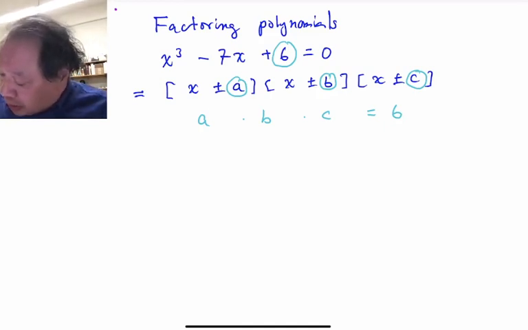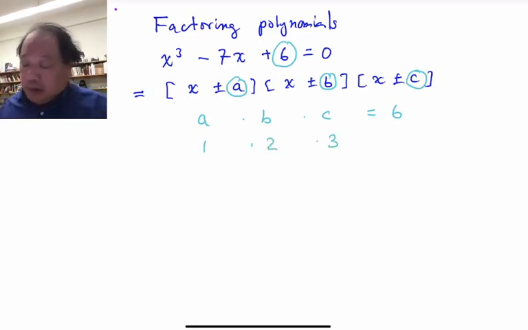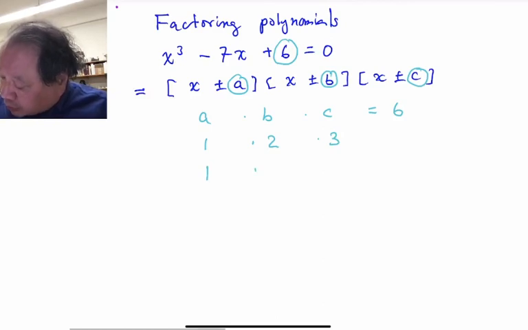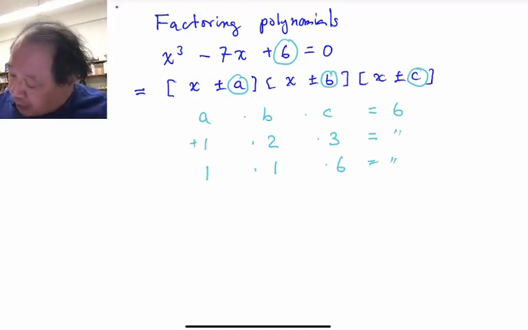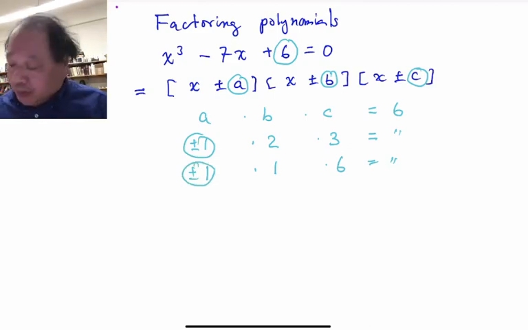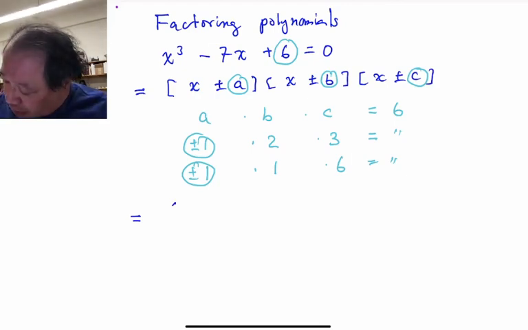One choice would be 1 times 2 times 3. Another choice would be 1 times 6. They're both equal to 6. And that tells us that a must be plus or minus 1, because they share the 1 in both scenarios. And so unlocking the pattern tomorrow of factoring x cubed minus 7x plus 6 is that we know it has to be of this form.